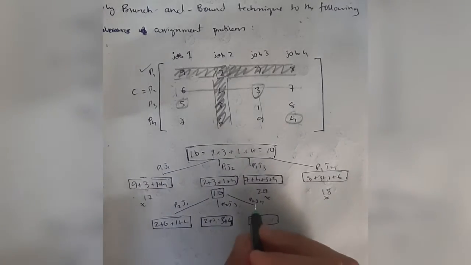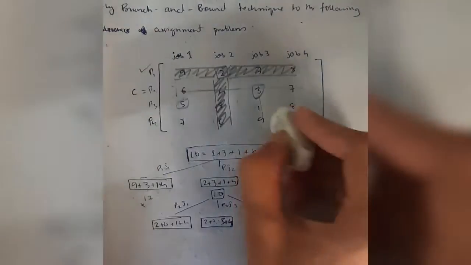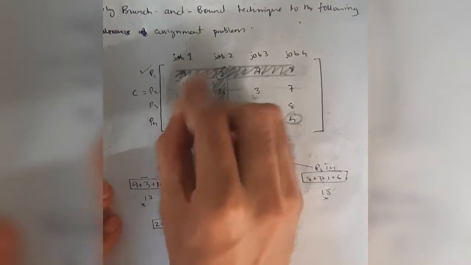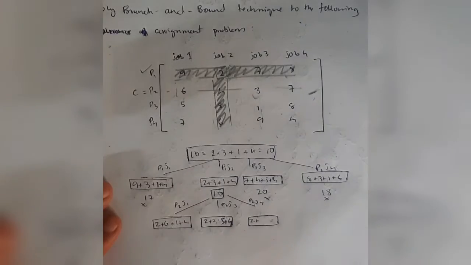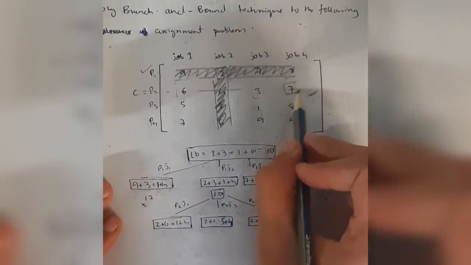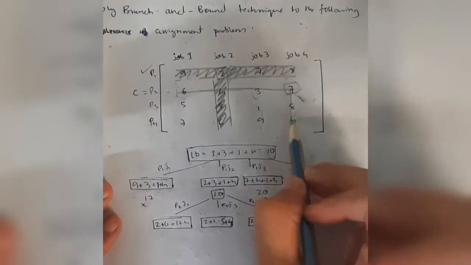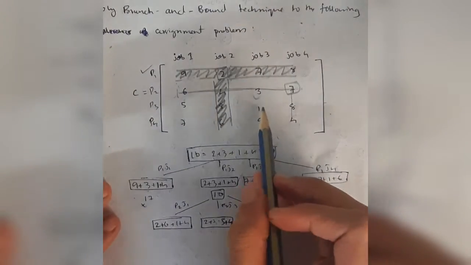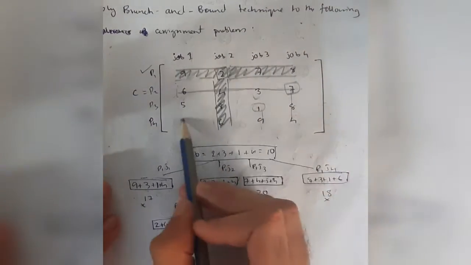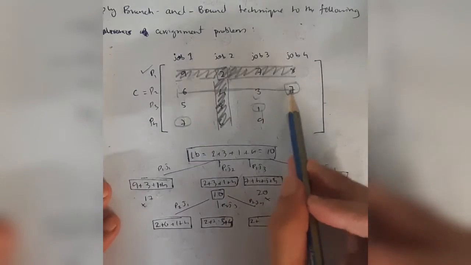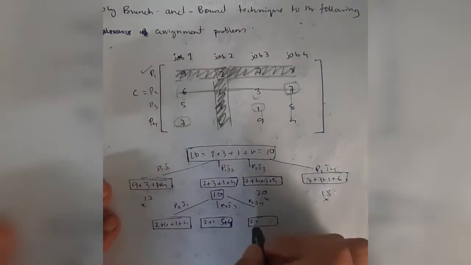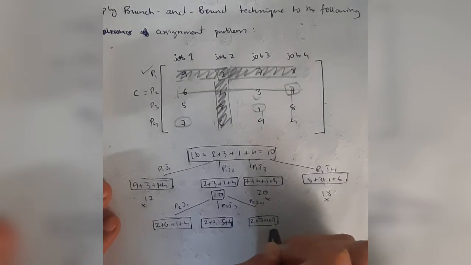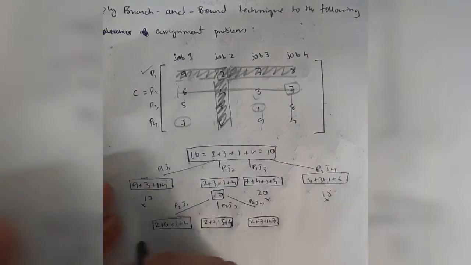Then the third one, which is P2 J4. That means this one, 7. When we select 7 here, the row and the column will be eliminated. The remaining one is 5 or 1, 1. 7 or 9, 7. 7 plus 1 plus 7, and here we had 2, so 7 plus 1 plus 7. So these are the three options which we got.